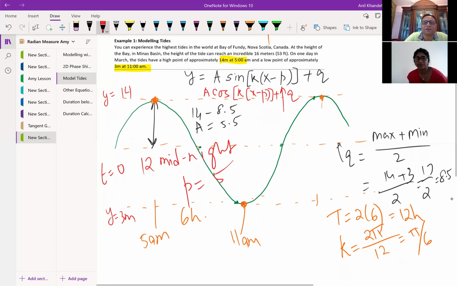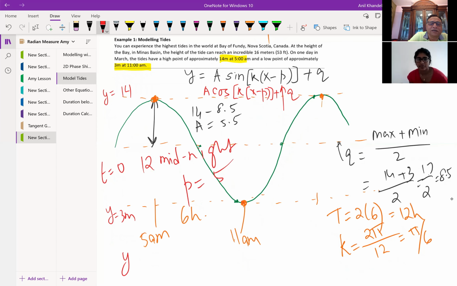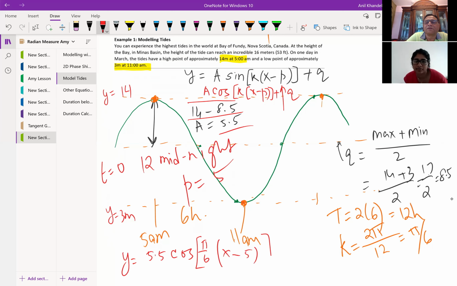Now we write down the equation, which is y equals the amplitude of 5.5 cos of pi over 6, times x minus 5, plus 8.5. 8.5 is the middle value, and 5.5 is the maximum minus the middle, 14 minus 8.5.